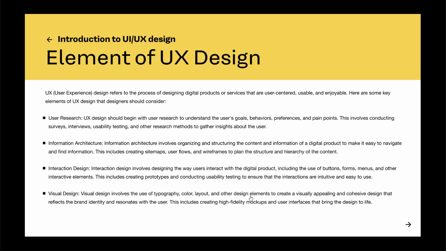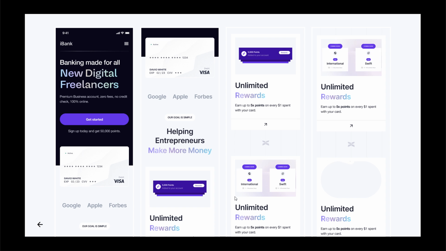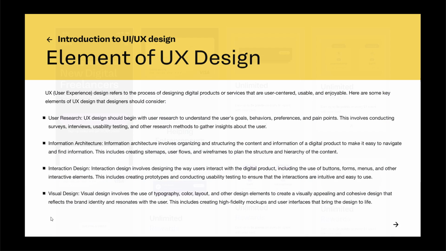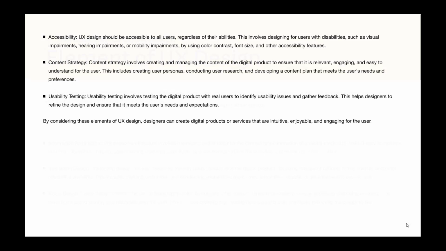And a good example of this is the design we've been using from day one, which is the iBank design. This is a clear example of a UI or a visual design. Let's get on to look at other types. Other elements include accessibility, content strategy, and usability testing.